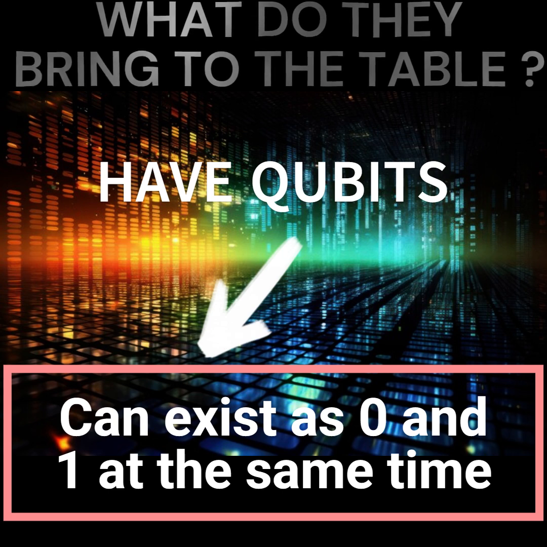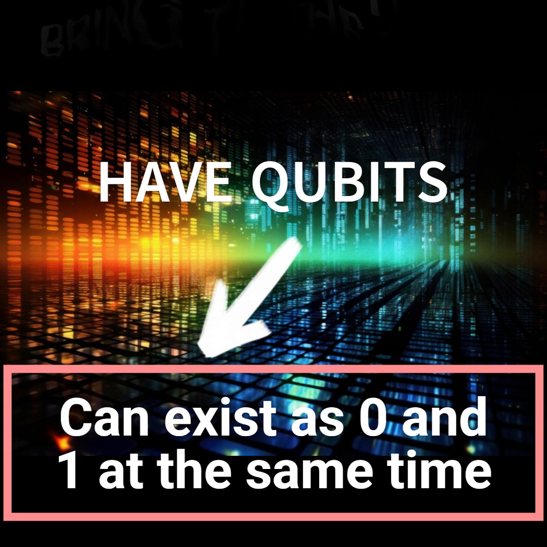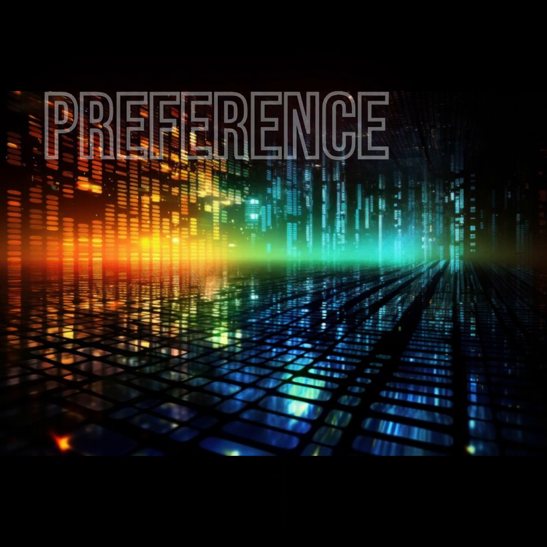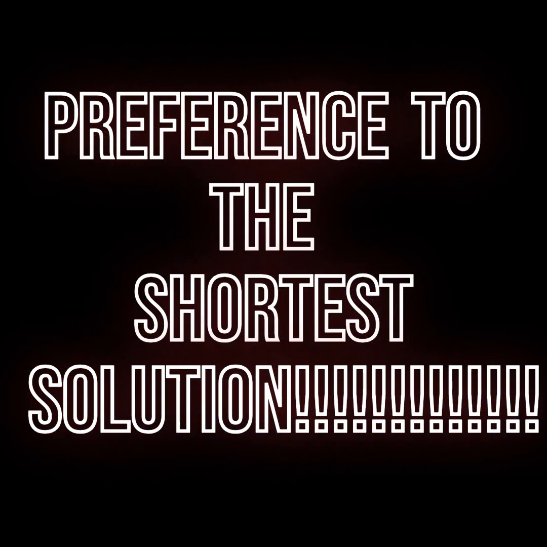Quantum computers are just quantum systems. Therefore, they prefer to be in their lowest energy state, or ground state. Simply put, they are lazy. Therefore, they tend to discover the shortest solution to a problem.